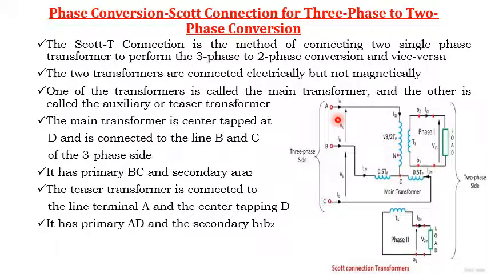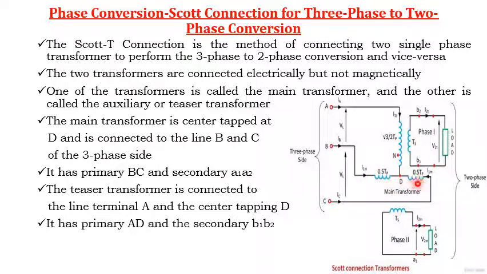It consists of two single-phase transformers. So this is one single-phase transformer, see. This is one more single-phase transformer, see. One of the transformers is called the main transformer. See, this is the main transformer. So this is the main transformer primary.